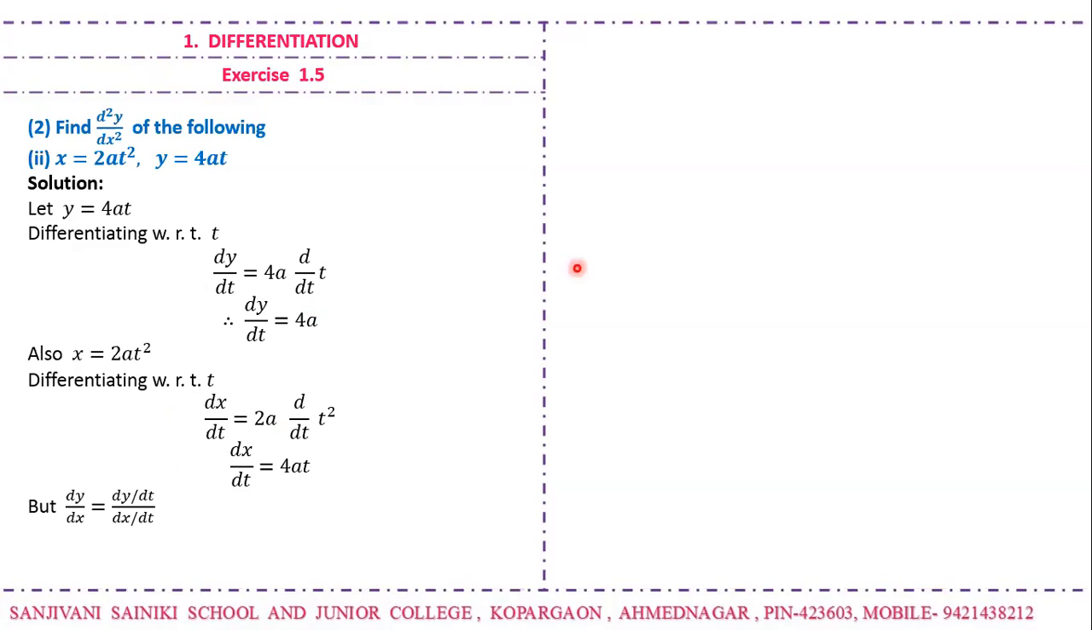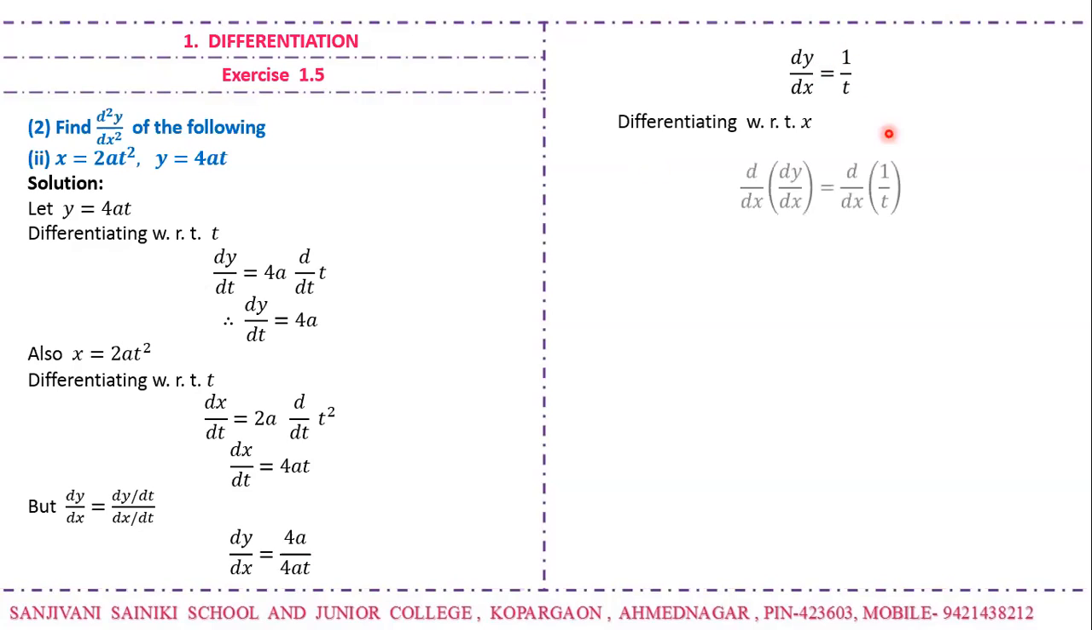Now here I am explaining by using parametric differentiation. So first derivative is 1 upon t. Then differentiate with respect to x, it's right. Then d by dx of dy by dx is d by dx of 1 upon t. Now here in the left hand side we will get d2y by dx square. But here the derivative is with respect to x and the function is in terms of t. So we cannot differentiate directly with respect to x. We have to use chain rule.